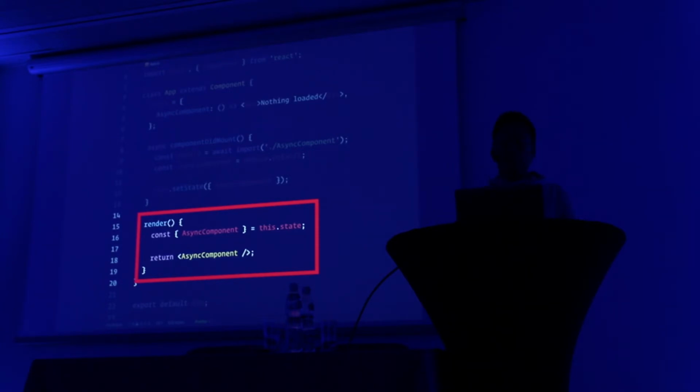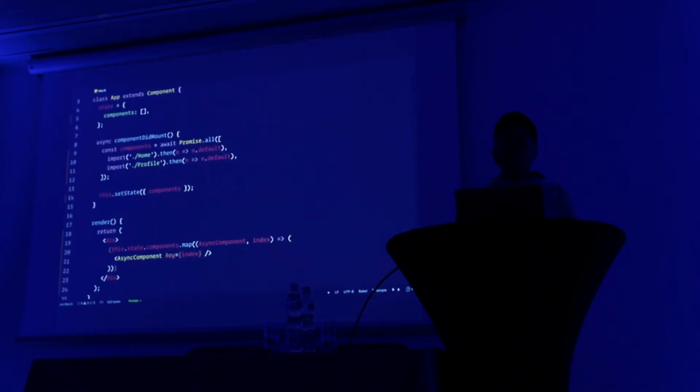But what about multiple components at once? For this, we can take advantage of Promise.all. It's just the same thing as we already do with promises. So it works like this. In the componentDidMount lifecycle hook, we call Promise.all and pass an array of dynamic imports which resolve components directly. As a result, we get an array of all resolved components. So in our render function, we simply map through the array and render each component one by one.